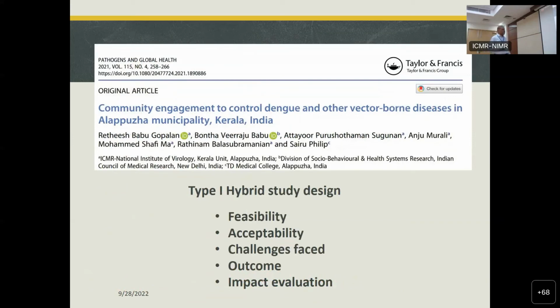And finally, only one paper I came across, though I did not read all the papers, what I read, where I found a really successful implementation research has been done. This is a study conducted in Kerala by Gopalan and his team: Community engagement to control dengue and other vector-borne diseases. I request all of you to read this paper, how an implementation research is done at the grassroots level.